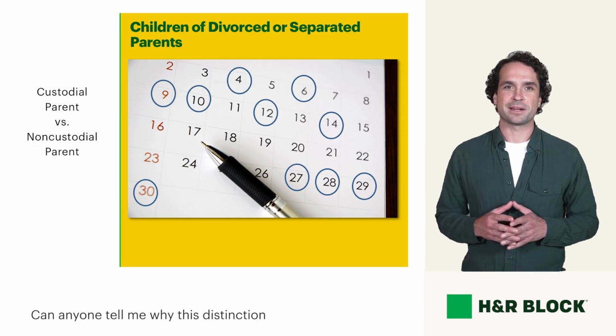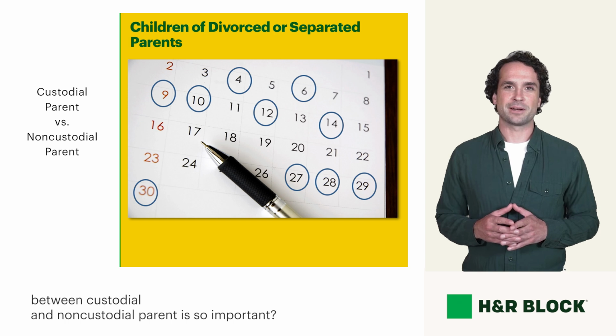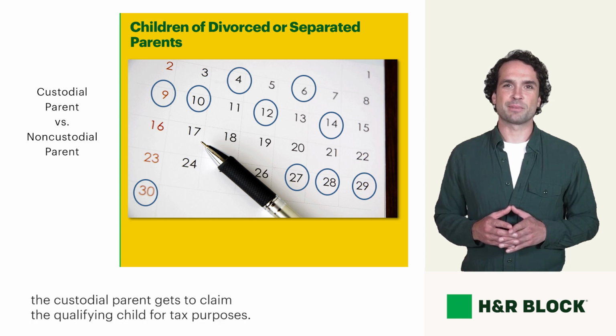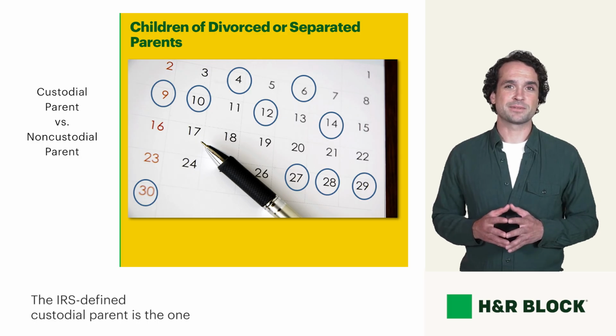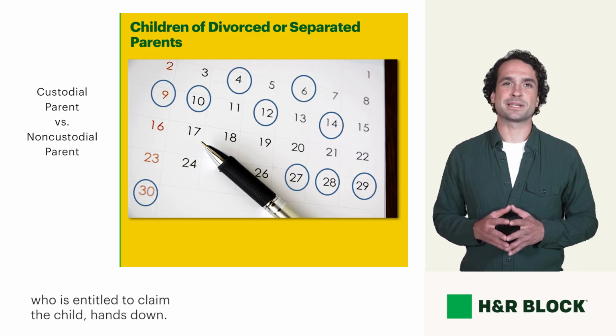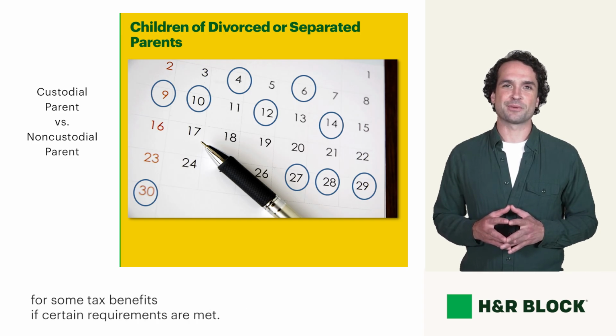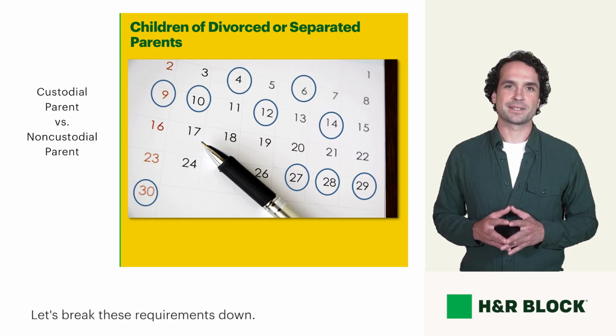Can anyone tell me why this distinction between custodial and non-custodial parent is so important? The short answer is the custodial parent gets to claim the qualifying child for tax purposes. The IRS defined custodial parent is the one who is entitled to claim the child, hands down. But a non-custodial parent may be allowed to claim the dependent for some tax benefits if certain requirements are met. Let's break these requirements down.